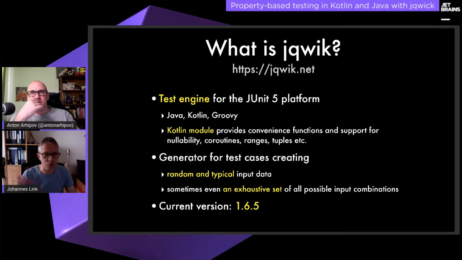Yes, it's generating data. You already saw that. It does so randomly, and typically it combines what I call edge cases and all that stuff. Sometimes it even generates the exhaustive set of all possible inputs. For example, when you have a Boolean parameter, an enum with 5 elements, and a number range of 0 to 100, then it will generate 100 times 5 times 2, so 1,000 combinations, which is all of them. So it's going beyond just random generation.